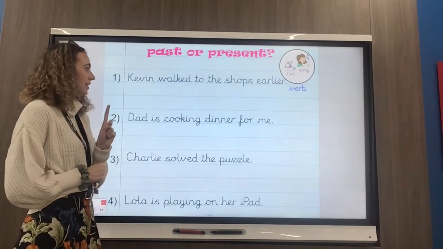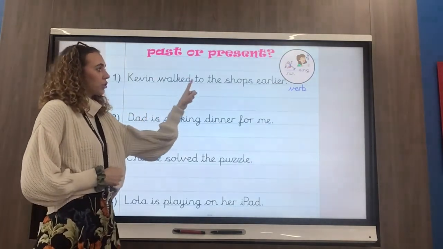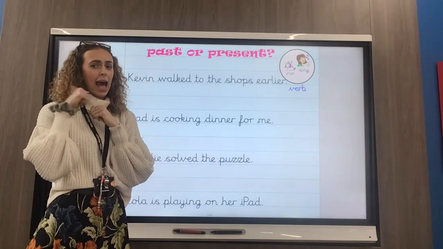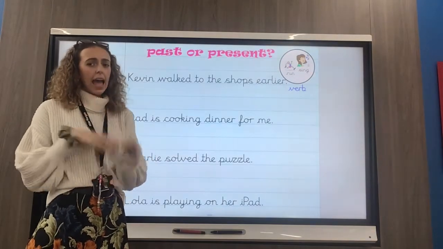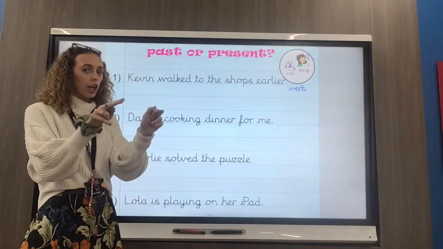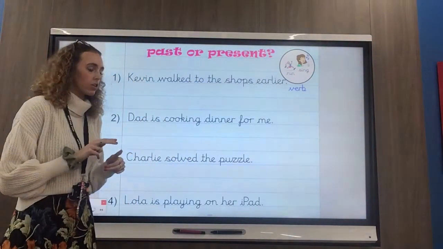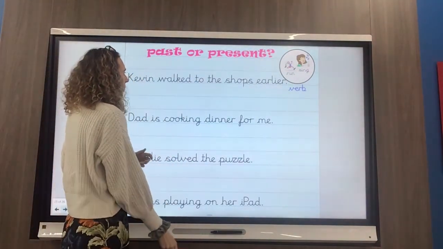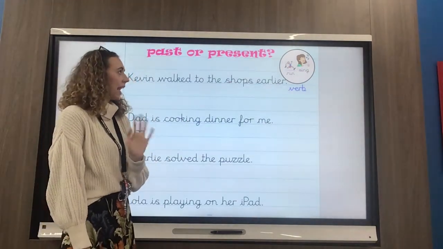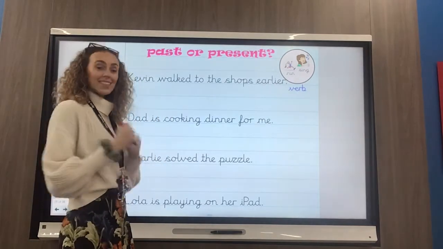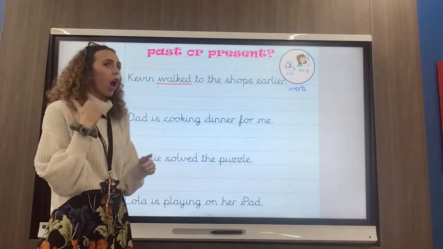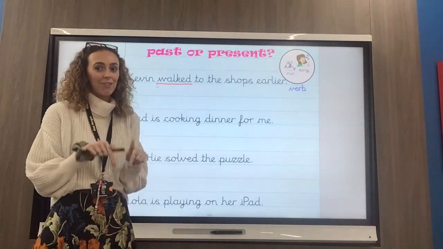Okay. Our first sentence. Kevin walked to the shops earlier. Ooh, did that already happen? Is it in the past tense? Or is it happening right now? Is Kevin walking there right now? Now I know that I can look for my verb in my sentence. So my verb is my doing word. Is it going to be shops? No, shops isn't a doing word, that's a noun, it's a thing. Walked, that's a doing word. Okay, Kevin walked to the shops earlier. That's not happening right now, is it?